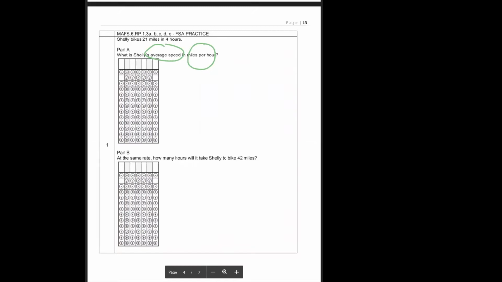You know that in order to do that, 21 miles per 4 hours, all you have to do is basically divide. I don't know if you'd have your calculator for this one, just because it's not too bad, but I will tell you that you should get 5.25. Oh, 5.25 miles per hour. So that's the answer to that one.